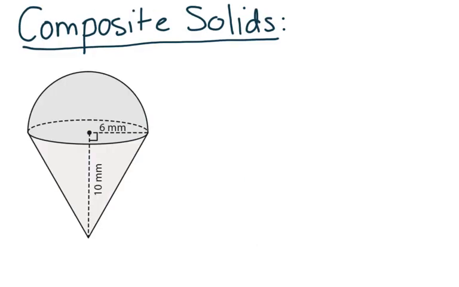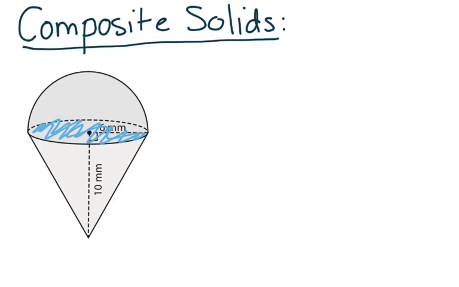And the last example is just a composite solid. So that's where you've got two shapes that make one shape. So here you can see we have a cone and a hemisphere. Now when you think about it, this part of the shape is not actually seen. We can't physically touch that. It's not on the surface, so we don't include it.